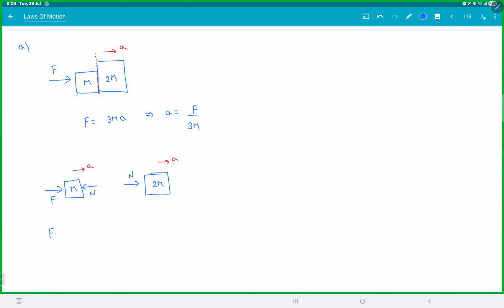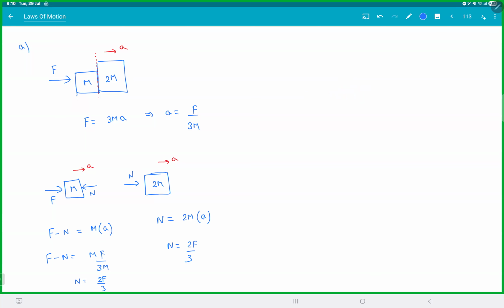So this will be F minus N, right positive, left negative. We'll keep the convention simple, mass into acceleration. Remember, the formula is net force is equal to mass into acceleration. Some people write it like this: F minus N plus ma is equal to 0. Don't get confused. Ma is not a force. Net force is mass into acceleration. Here the force N is equal to mass 2m into acceleration. So F minus N, acceleration is F by 3m. We get N is equal to 2F by 3.